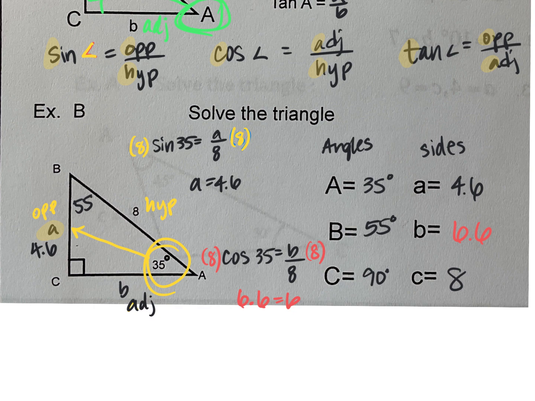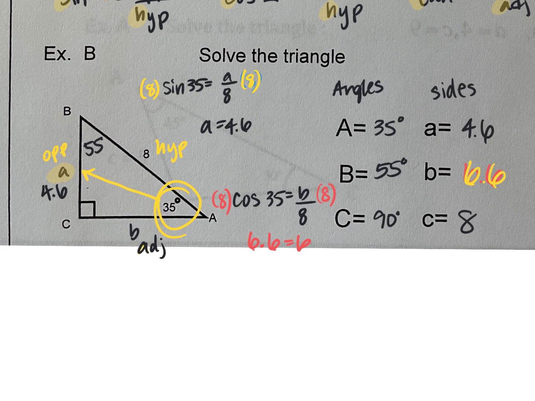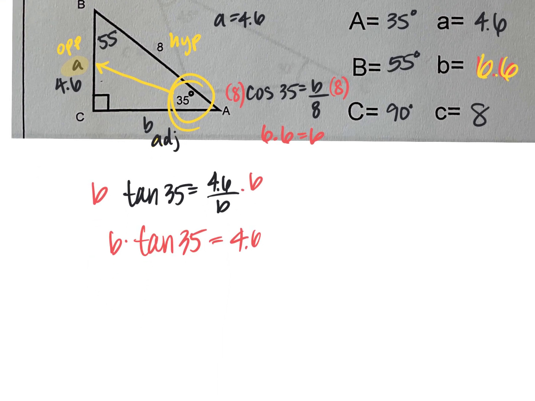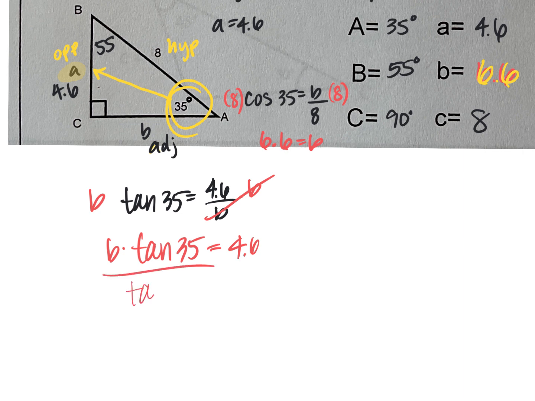Now, Lil, I'm going to go back and do it your way, because you said we could do tangent. Lily, if we did tangent of 35, the opposite, which was 4.6, over the adjacent. Lil, if we've got to do it that way, we still multiply by that denominator. So I'd get B times the tan of 35 is 4.6, because those would cancel out. I'd divide by tan of 35.